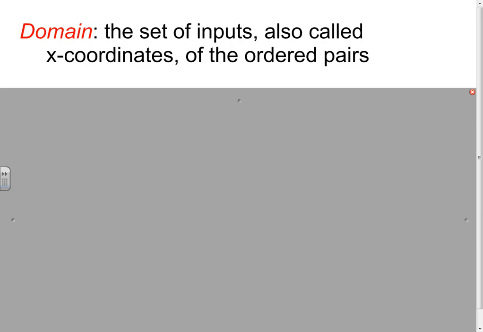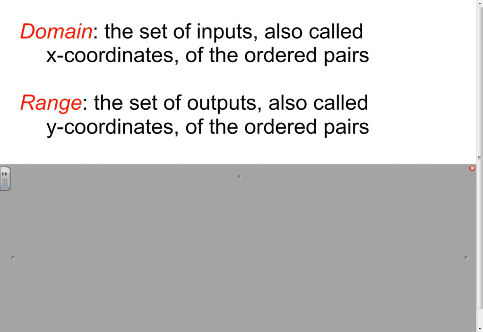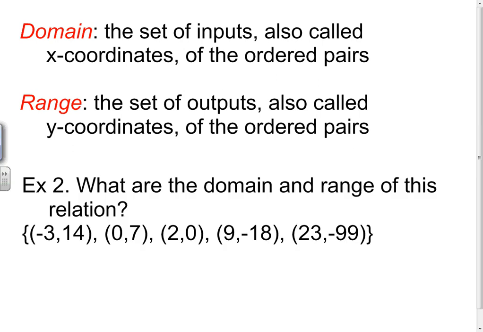Domain. The domain is the set of inputs, also called the x values, the x coordinates of the ordered pair, which means that the range is the set of outputs, also called the y coordinates of the ordered pairs. So domain is what goes into a relation, and range is what comes out of a relation. So in number 2, what are the domain and range of this relation?